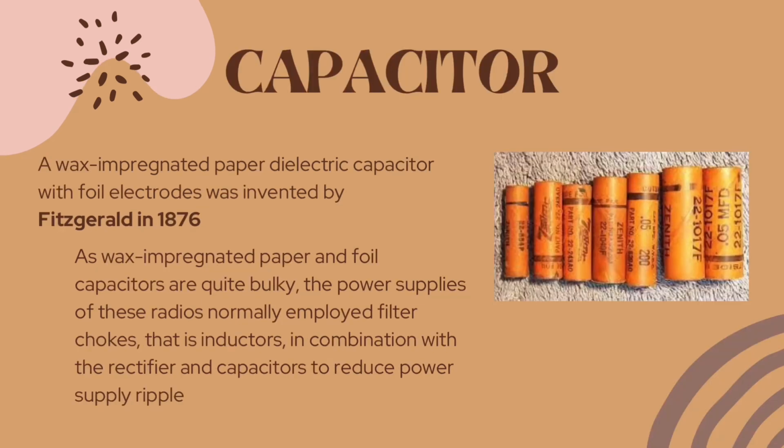The next invention of capacitor is a wax impregnated paper dielectric capacitor with foil electrodes, which was invented by Fitzgerald in 1876. As wax impregnated paper and foil capacitors are quite bulky, the power supply of these radios normally employed filter chokes, that is inductors, in combination with the rectifier and capacitors to reduce power supply ripple.